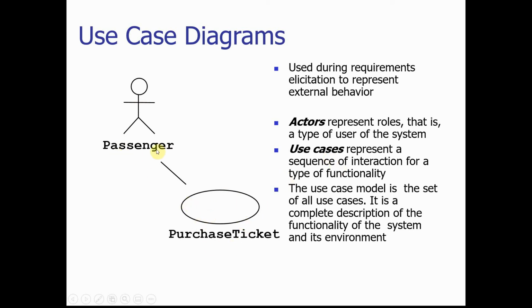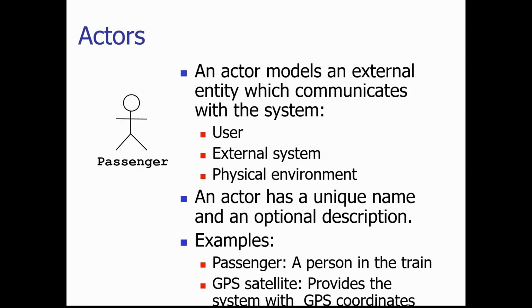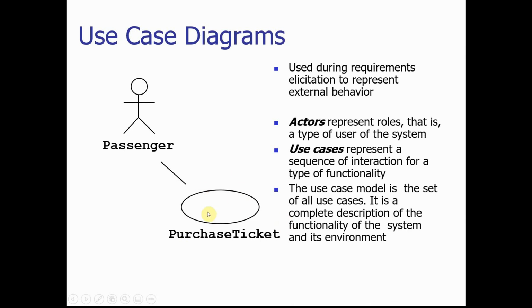For example, in here, the passenger is the actor, and the purchase ticket is the use case, and the passenger can purchase a ticket. So here the purchase ticket is a use case. What you see on the surface is just this oval shape, but the use case is more than an oval shape. When you double click on this purchase ticket, in any UML tool, it will pop up a window asking you to enter more information. What information we should put in here, I will show you later.